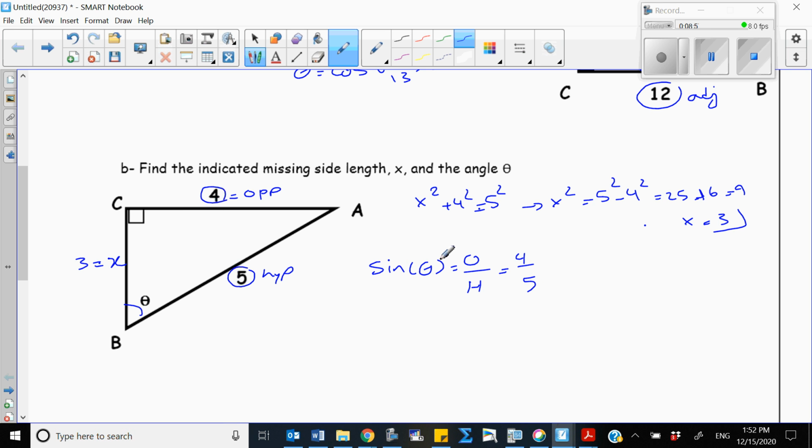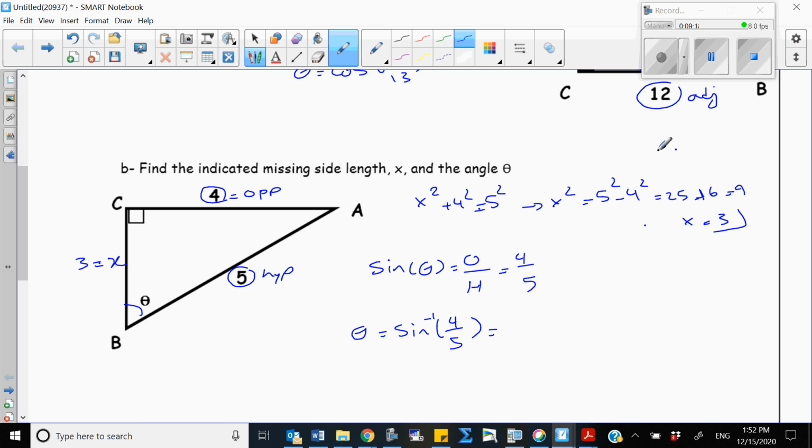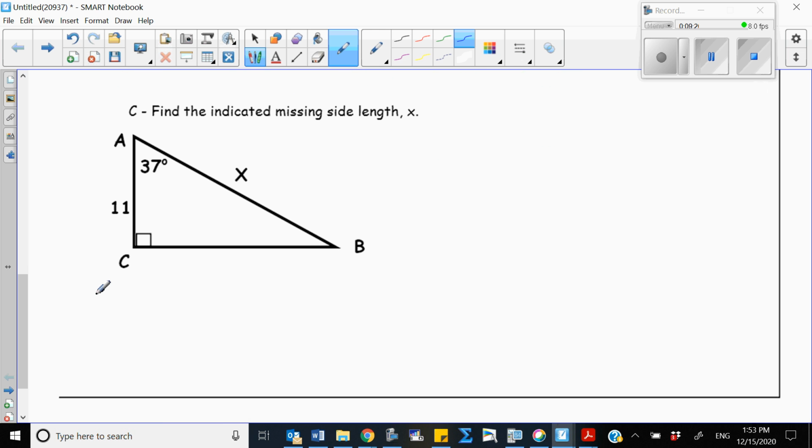Okay, now what is that theta? I'm going to use the inverse function. Theta will be sine negative 1 of 4 over 5. What is that equal to? Second sine of 4 over 5, and it's equal to 53.13. So that's the angle. Let's work on the next example here.